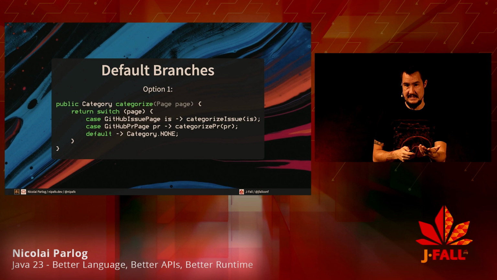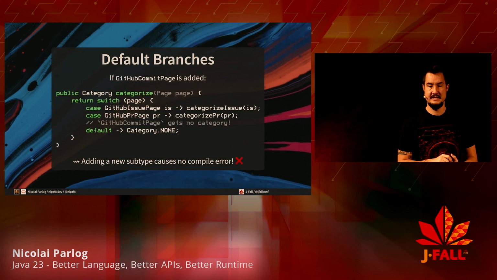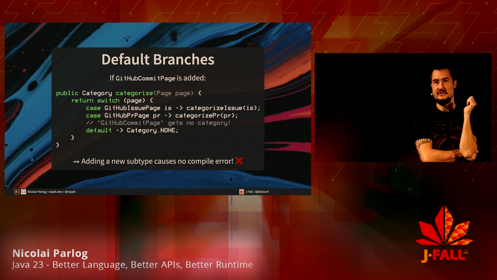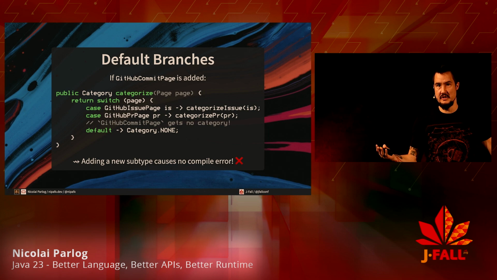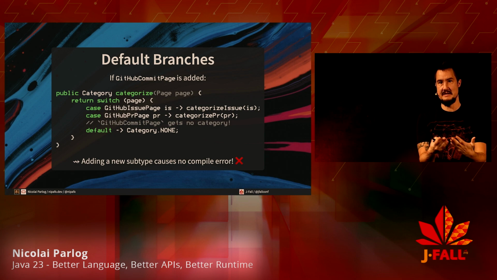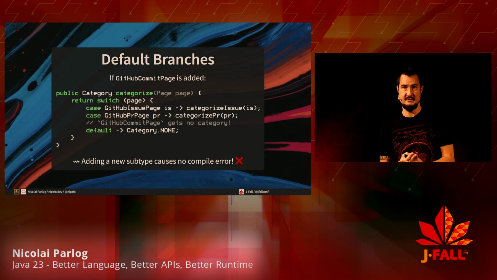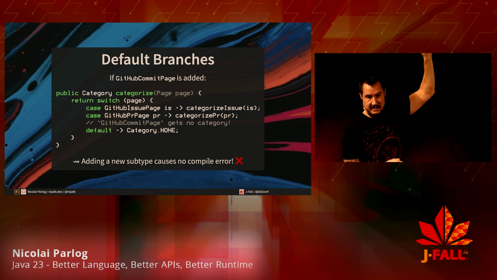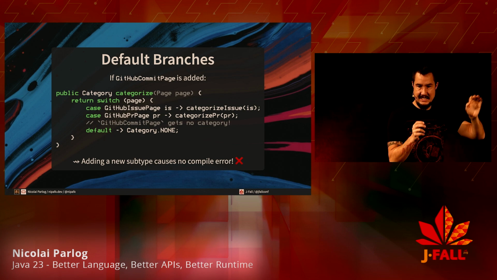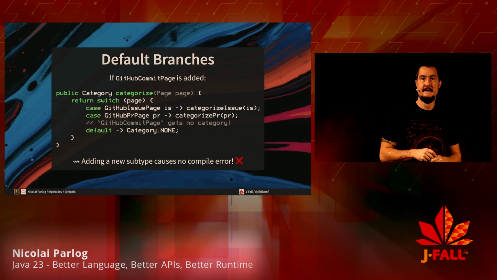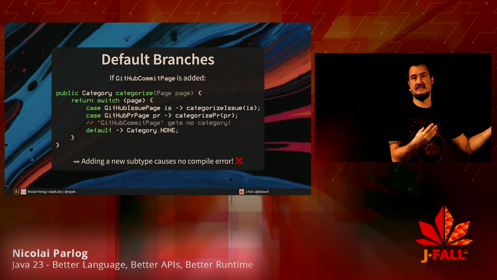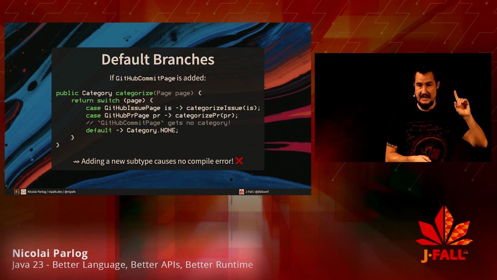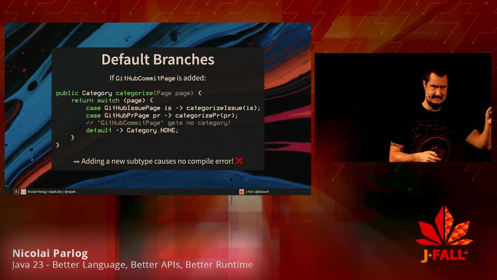That looks good. It does what we want, but the problem is, let's say we add a GitHub commit page as a 5th implementation of the page interface. Now, if we do that, this switch is still exhaustive. Thanks to the default branch, it still covers all subtypes of page. But arguably, we wanted it to stop compiling. We wanted to have a branch that says case GitHub commit page, and so on. It isn't there. So what we want is a compile error that says you need to update this switch. And the default is preventing that. So that's bad.